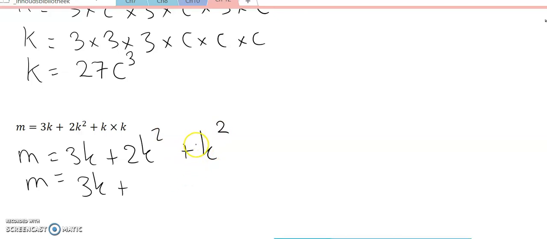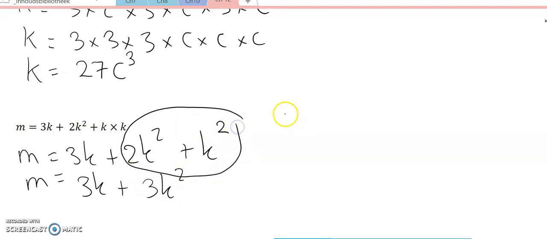So the shortest way to write this: 2k squared plus k squared. Well, actually there should be a 1 over here, but we don't write it. And if we have 2k squared plus 1k squared, then we get 3k squared. Because actually you can write 2k squared as k squared plus k squared. And then we have another one, plus k squared. So we get 3k squared. And this is the shortest way to write this formula.